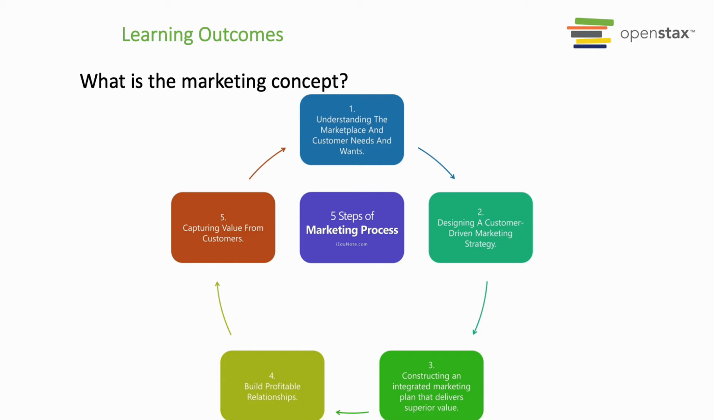Then the third step is to construct an integrated marketing plan that delivers superior value. What does it mean by integrated? It means that we're going to look into different ways to do the marketing. It's not just going and asking questions about a new product, even if sometimes we may also have in our survey questions about a product that is not yet on the market. But we would say, okay, if we had this product, how would you perceive that? What would be the perceived value, or what would be the perceived need from you?